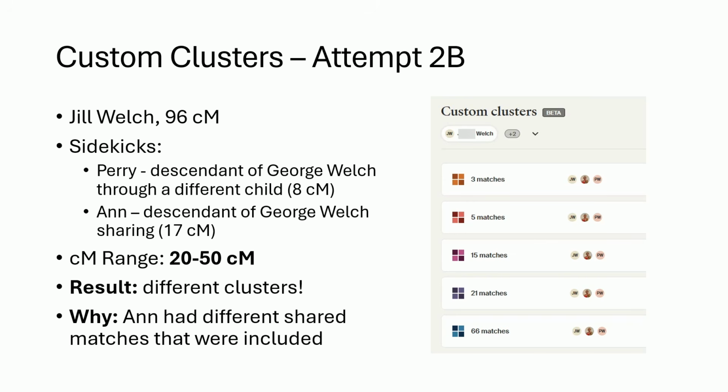So Anne must have had different shared matches that were then included, and so it helped with casting a wider net, increasing the number of matches and shared matches that were included in the clusters. So we got different clusters.